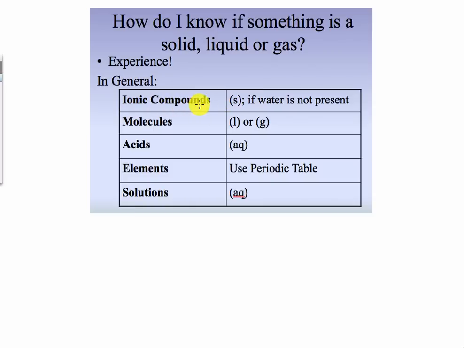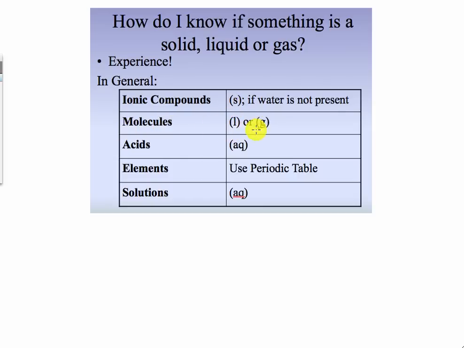So for right now, in general, if it's an ionic compound, it's going to be a solid unless there's water present. And we'll talk about that later when we start talking about dissolving, because some ionic compounds will dissolve and others will not. And I'll show you how you can determine that at a later time. So I'll be really relaxed on the grading of states of matter. I'm just more concerned that you're attempting to use them, not that you're getting them accurate.